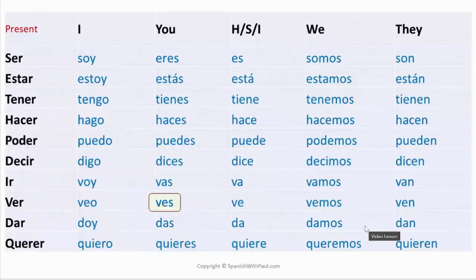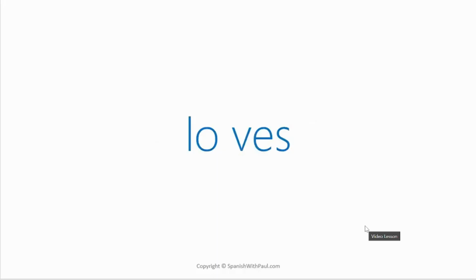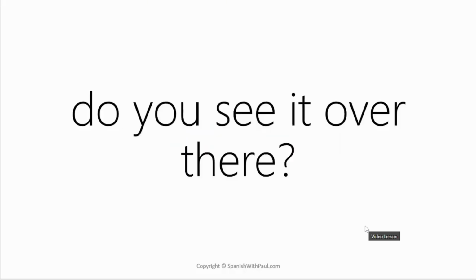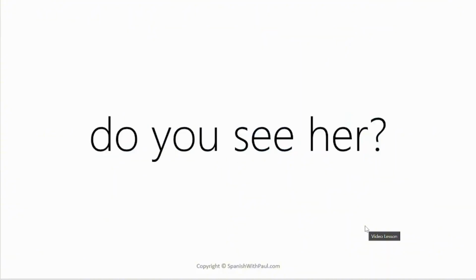Let's suppose that we needed the sound for you see. Going down to our chart, we take the angle of you down to the verb ver, which is to see, and we get the sound of ves. So we have a strong B sound there. Ves means you see. How would you say you see it? Lo ves. Now ask, do you see it? ¿Lo ves? Do you see it over there? ¿Lo ves por allí? How would you ask, do you see her? ¿La ves?